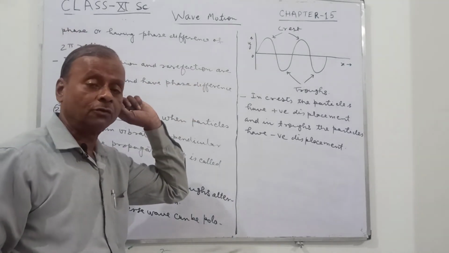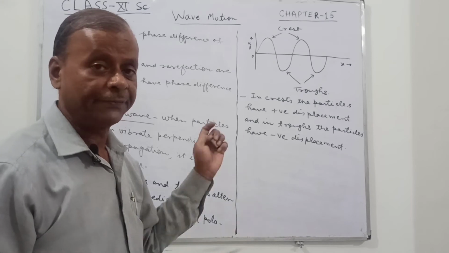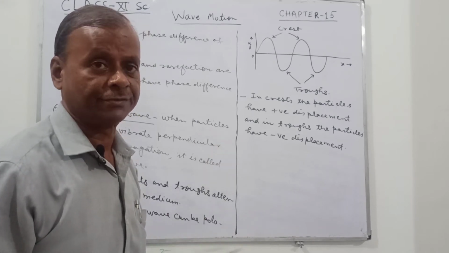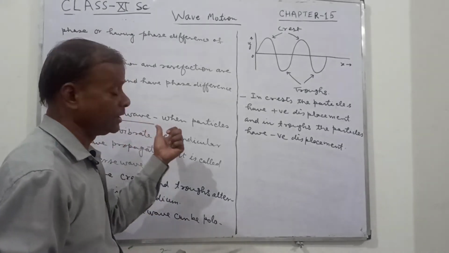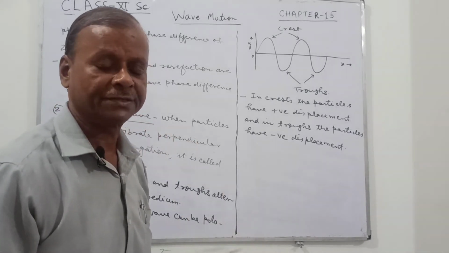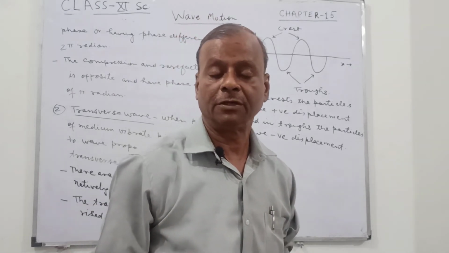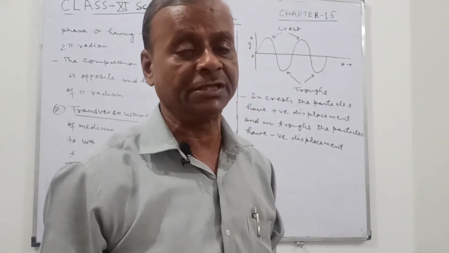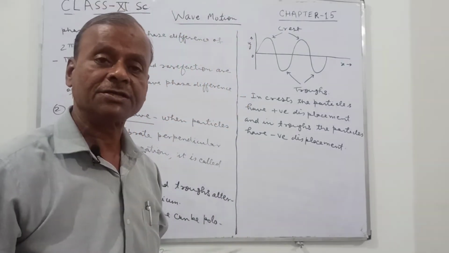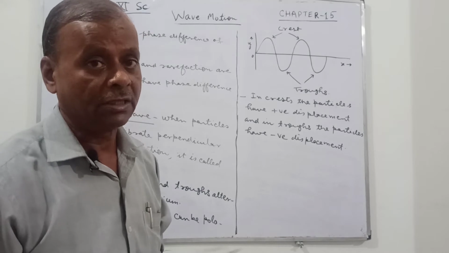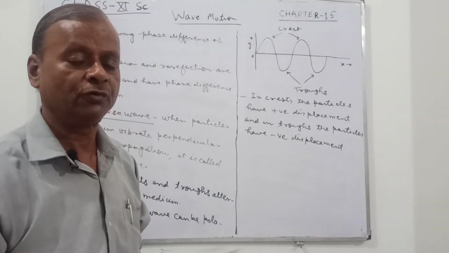Representation of the longitudinal wave and the transverse wave is the same. Graphical representation, there is no difference, but the meaning is that in the longitudinal wave we have rarefactions and compressions, while in the transverse wave there are crests and troughs in the medium. All the crests are in the same phase and all the troughs are also in the same phase, and they have a phase difference of 2 pi radian.